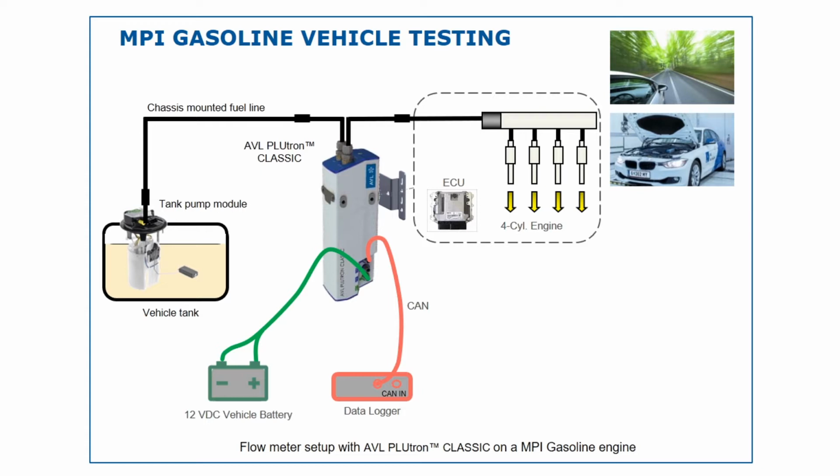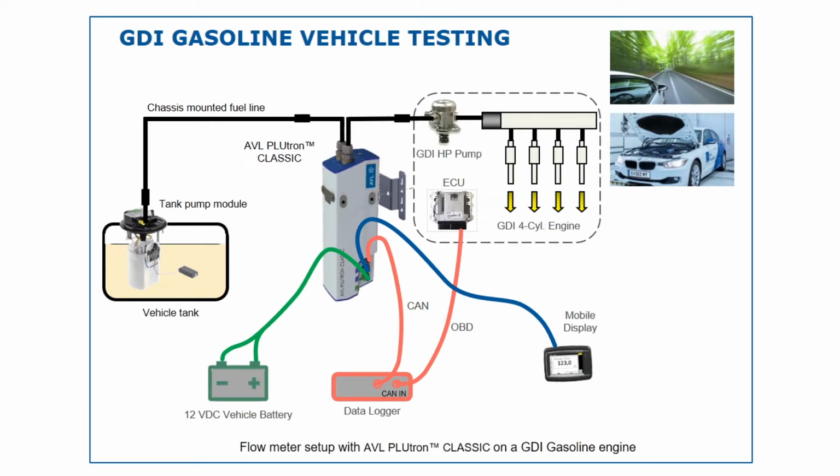CAN data loggers are typically used for data acquisition and vehicle testing. AVL PLUtron directly connects to the CAN bus interface of all standard data logger devices. Additional vehicle parameters like vehicle speed, engine speed or load are recorded via OBD from the engine electronics. An optional mobile display can be used during setup and later inside the car during test drives for online monitoring of the fuel flow rate, density, pressure and temperature.